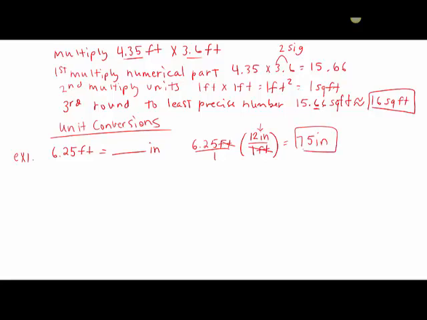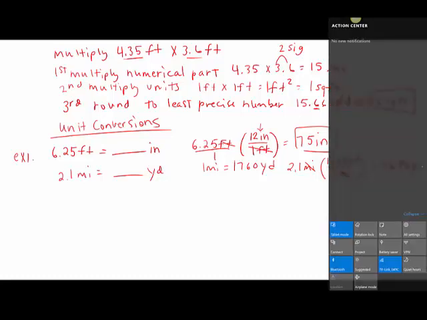Okay, let's try another one. 2.1 miles equals how many yards? So how many yards in a mile? 1 mile equals 1760 yards. And again, I would give you that on the test, okay? So if we had 2.1 miles times 1760 yards for 1 mile, we cancel that, and that gives us yards left there, and that's going to equal 3696 yards.